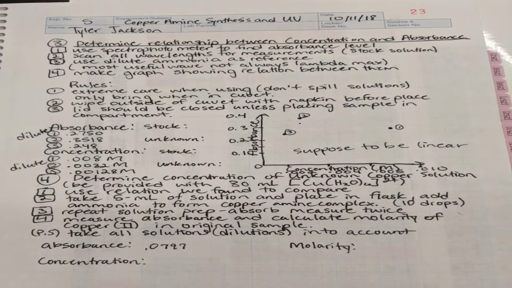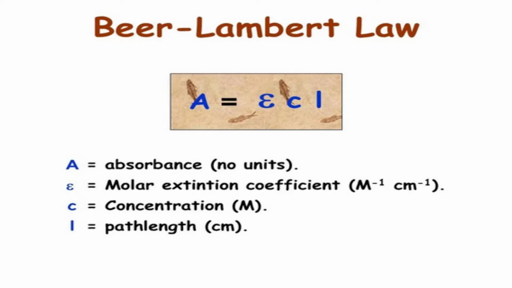If done correctly, you should have values that you could plot as a graph to show a trend. Then if you were given an unknown molarity, you could use the Beer-Lambert law to figure it out. The Beer-Lambert law is A equals ECL, in which A equals absorbance, E is the slope of your graph, and L is a constant of 1. Then you just have to solve for C.